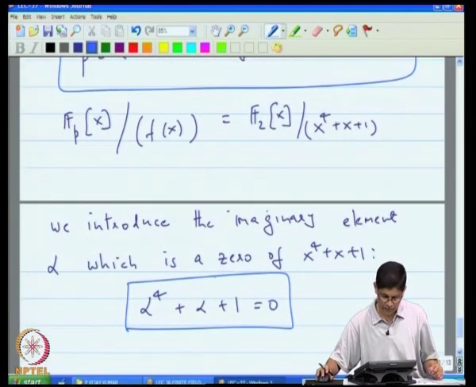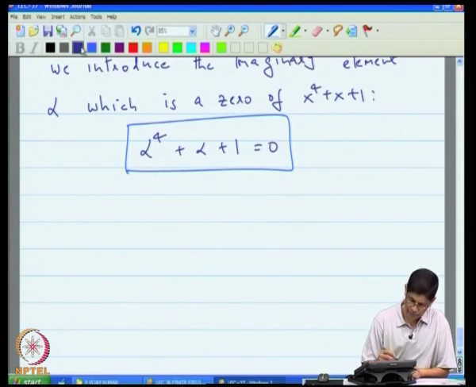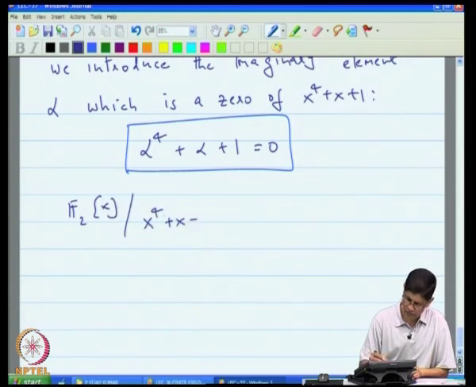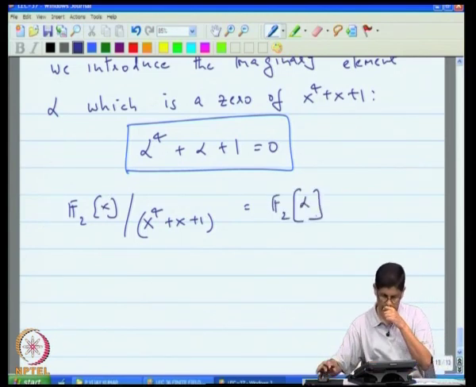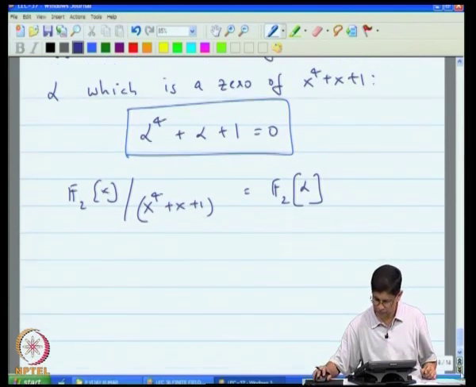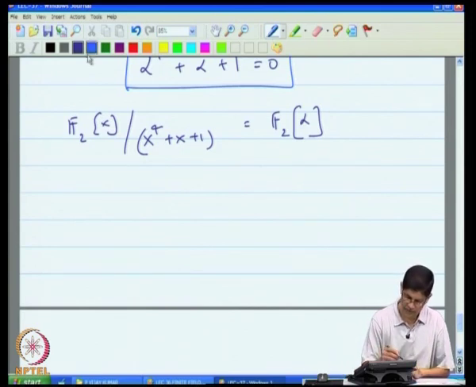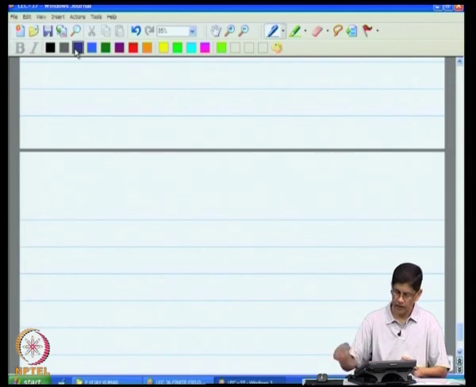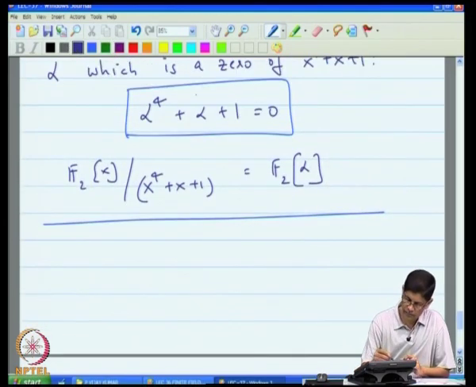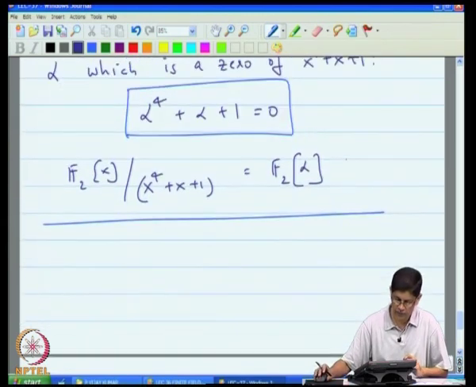Now, because we assume this to hold, F_2[x] modulo x^4 plus x plus 1 will be precisely the set of all polynomials in alpha. So, what does the finite field end up looking like? Because alpha satisfies a polynomial of degree 4, every element in the finite field can be represented as a polynomial of degree 3 or less.